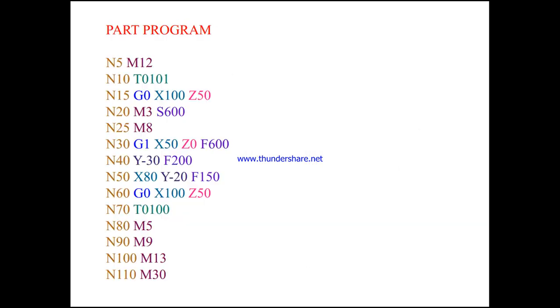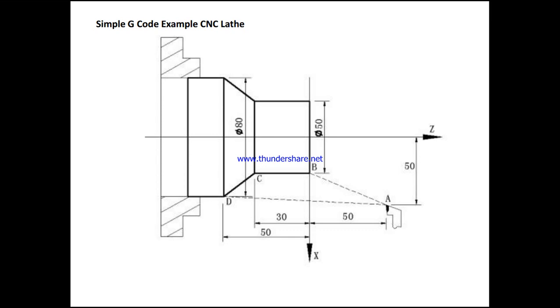Next we have N20 M3, that is starting of the spindle at 600 RPM, and N25, it is coolant on. M8 is the coolant on, and N30, that is G1, approaching to the point B.